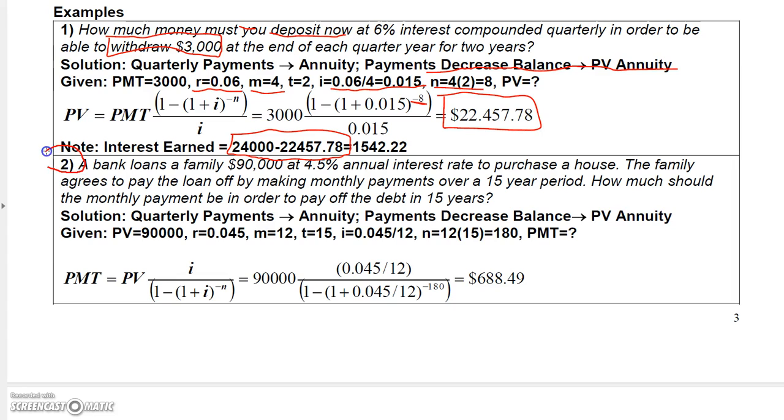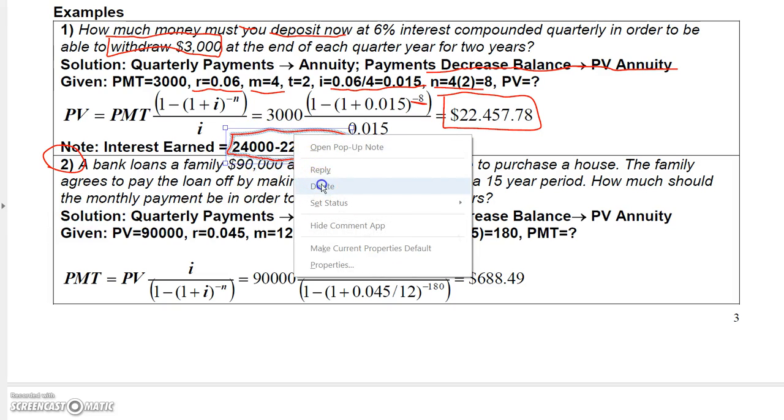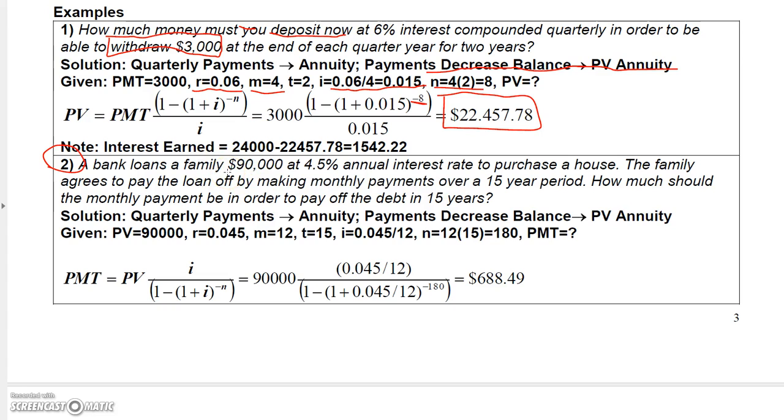Another example of present value annuity is calculating the monthly payment on a house or a car. So let's look at this one. A bank loans a family $90,000 at a 4.5% annual interest rate to purchase a house. The family agrees to pay the loan off by making monthly payments over a 15-year period. How much should the monthly payment be in order to pay off the debt? Well, you're going to be making monthly payments. Ignore this, it's a typo. These monthly payments are going to decrease the balance. So as you make your payments, it's going to decrease the balance. So that's why we have a present value annuity.